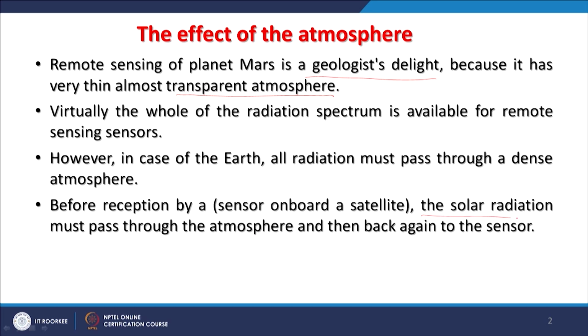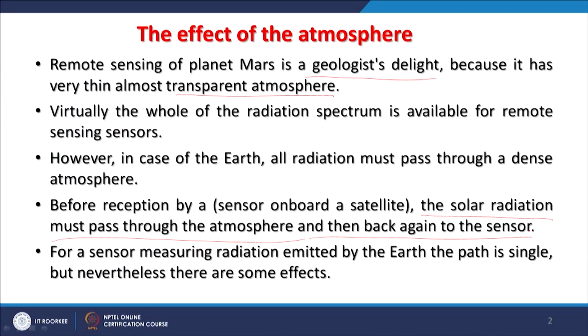So, the solar radiation must pass through the atmosphere and then back again to the sensor. This creates a lot of problems in the satellite images, and sometimes when it is cloudy, that is also an atmospheric phenomenon, the clouds completely mask the land part and you do not see anything of the land.